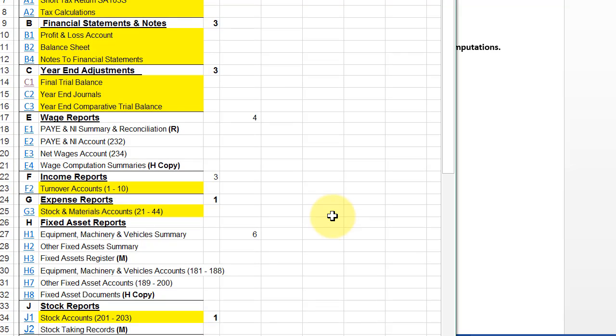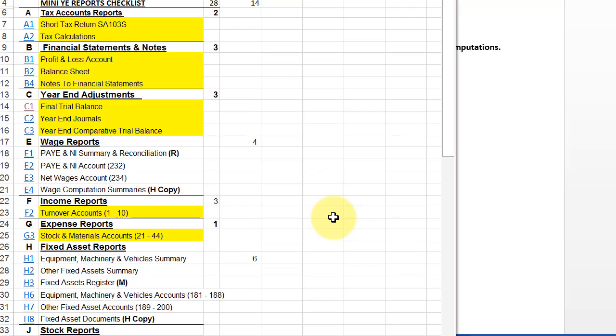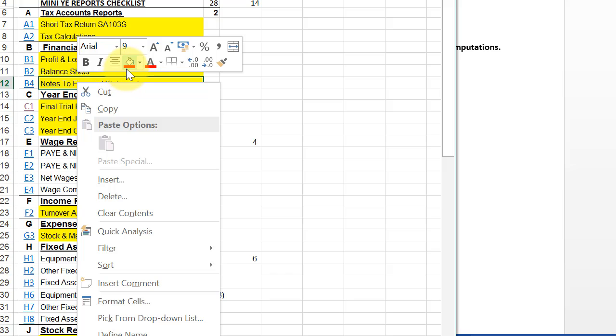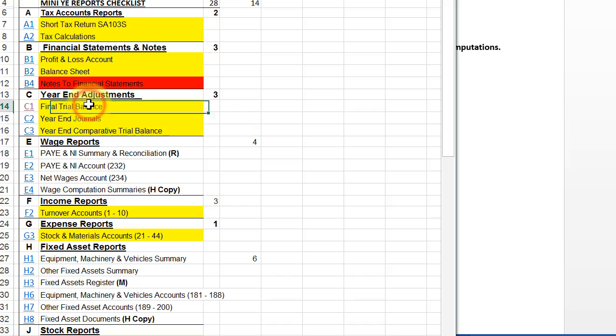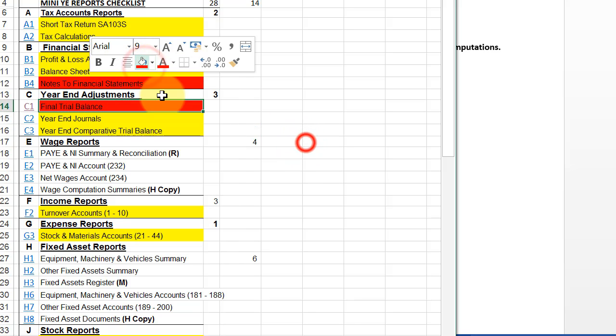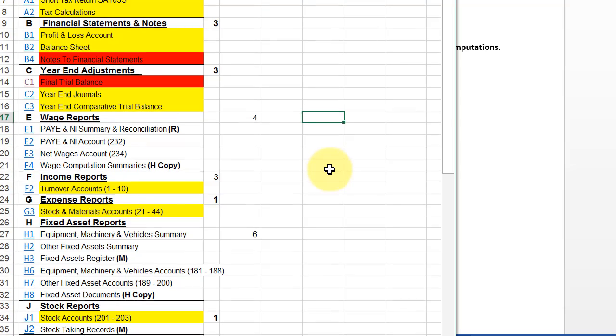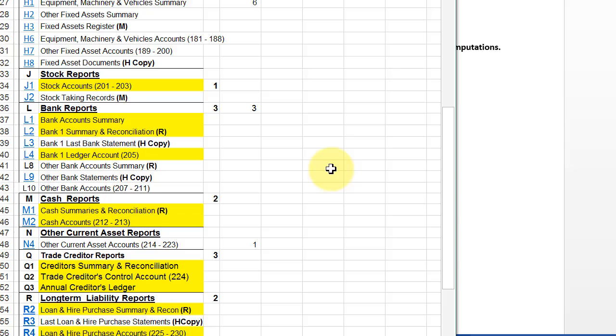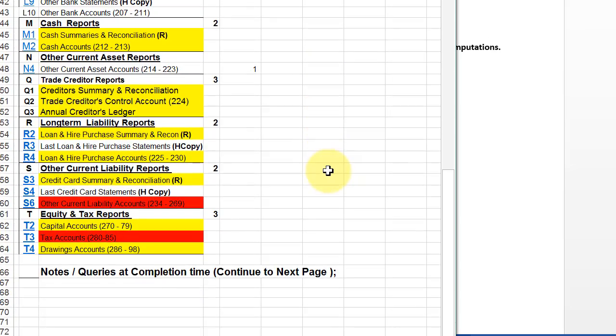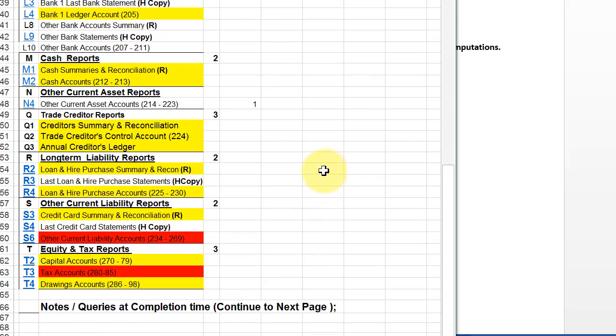Probably one of them. The figures should agree with what we have on the notes to financial statements. That's one. Then we have the final trial balance. It should have the same figures. And then we look at the summary reports regarding assets, liabilities, and equity accounts.